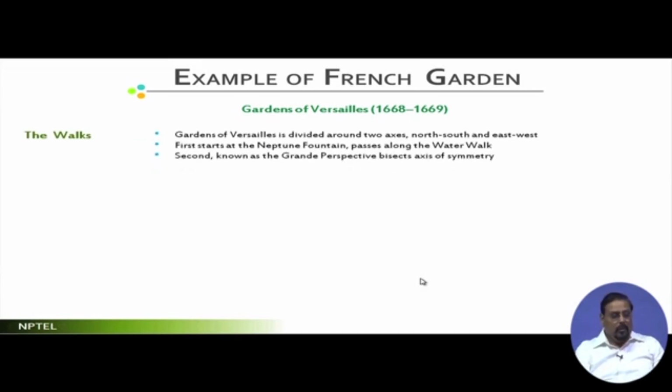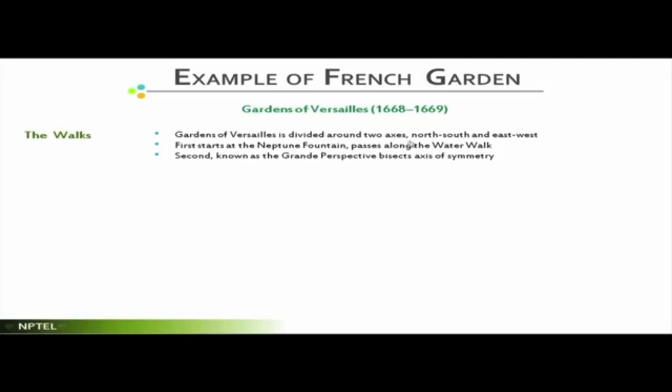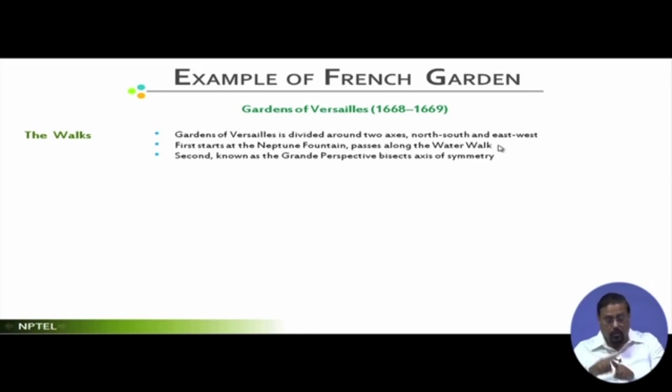The walks. The Garden of Versailles is designed in such a way that you have different walkways, geometrically crisscrossing maybe, or it may be cruciform. You will go from one place to another, but very symmetrically or geometrically placed. This makes it different from the other landscape styles like Chinese and Japanese, or even Spanish. Around two axes it is divided, north-south and east-west. So it is cruciform. The first starts with the Neptune fountain and passes along the water walk. This is how the whole walk is planned. And the second, known as the grand perspective, bisects the axis of symmetry.